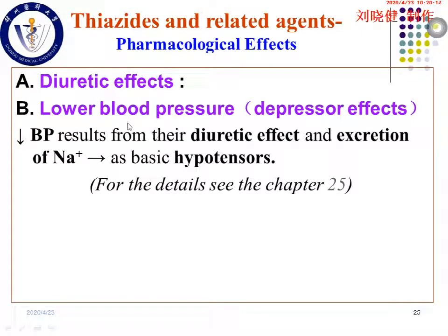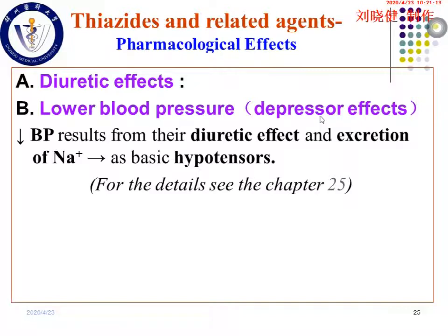Thiazide also lowers blood pressure. This results from the diuretic effect on the excretion of sodium ions. Actually, when these drugs are used for a relatively longer time in patients with hypertension, the diuretic effect is not very obvious, but they still can decrease blood pressure because they decrease the concentration of calcium in the endothelial cells of blood vessels. Finally, because of the sodium-calcium exchange, this also can be decreased. The final result is that the concentration of calcium ions in the cells can be reduced by thiazide.